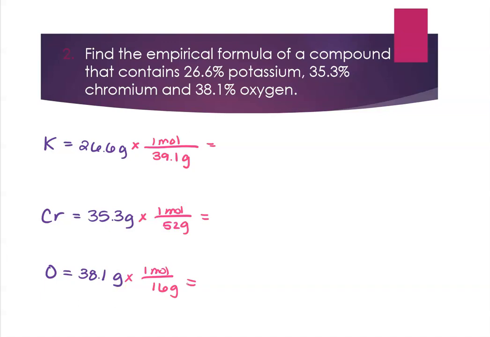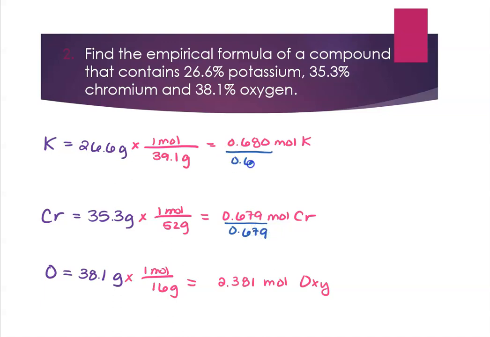So now when I do that math, I get 0.608 moles of potassium, 0.679 moles chromium, and just 2.381 moles oxygen. I just put oxygen as oxy so that we don't get it confused and think it's a zero. All right, so I did percent to mass, mass to moles, divide by small. So the smallest one here is 0.679, and I'm going to divide all of them by 0.679.